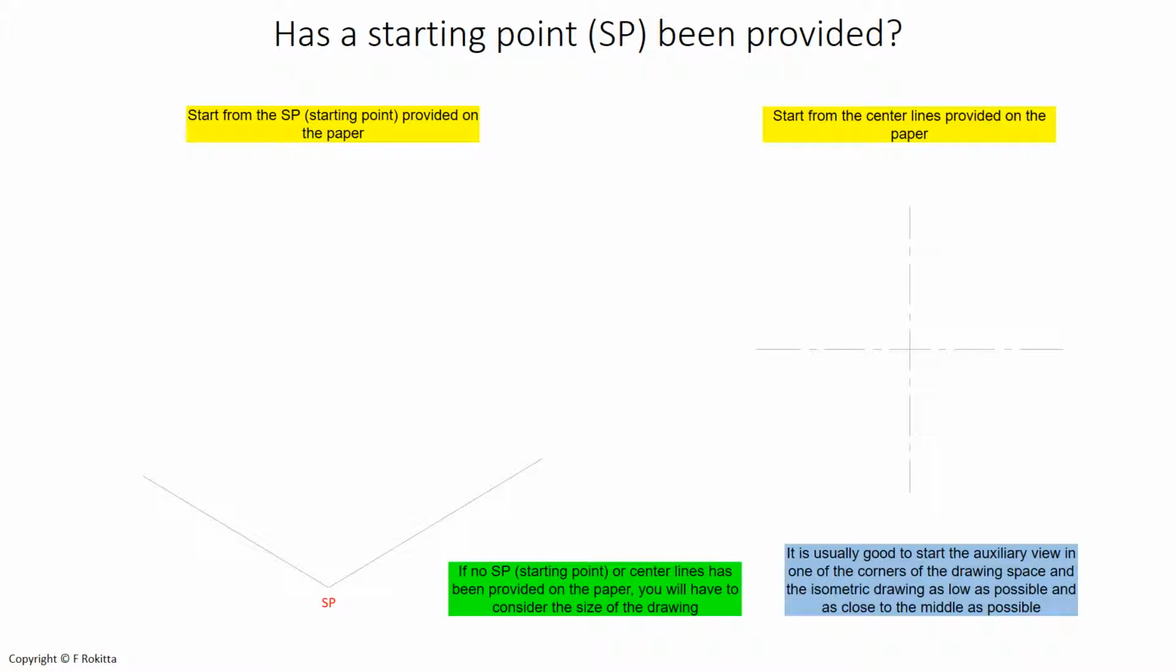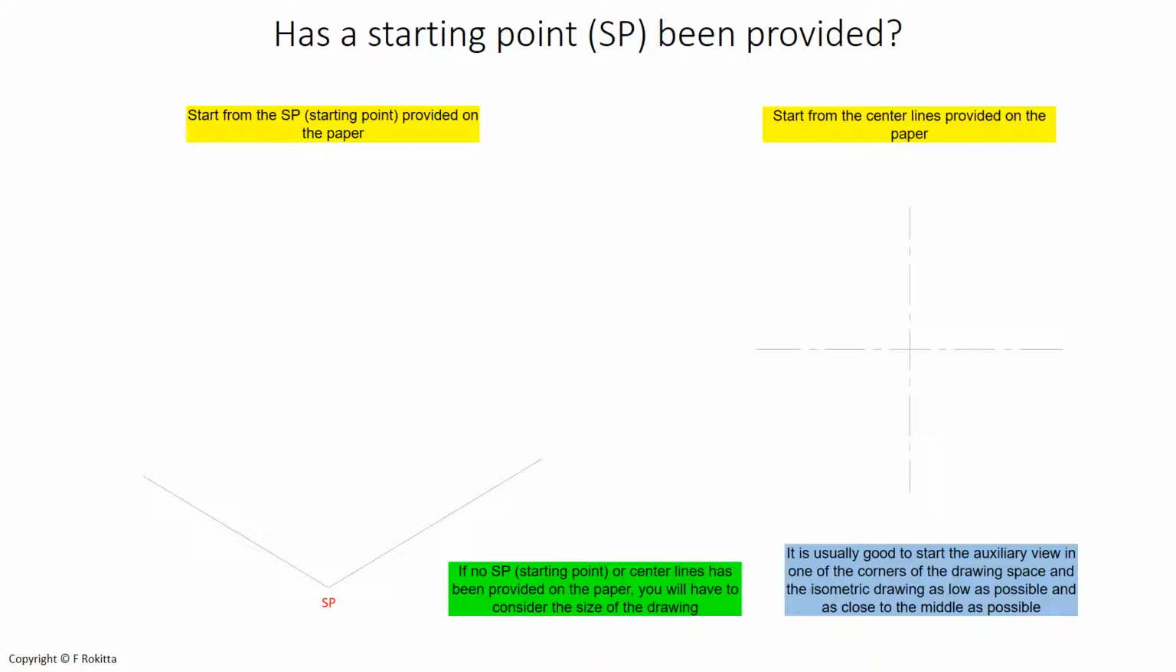Has a starting point been provided? We make use of the capital letters SP as an abbreviation for the starting point. Start from the starting point provided on the paper. If no starting point or center lines has been provided on the paper, you will have to consider the size of your drawing. Look closely at the dimensions given in your question and then space your drawing on the workspace of your paper in such a way that all of the heights and views and angles will fit into your answer sheet.